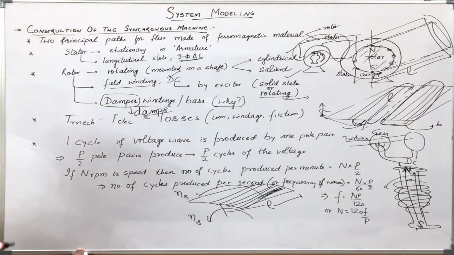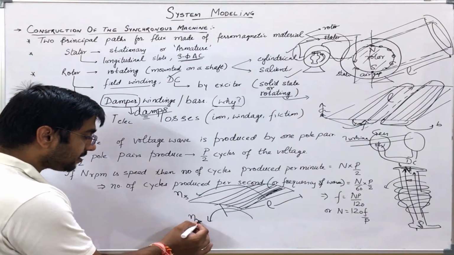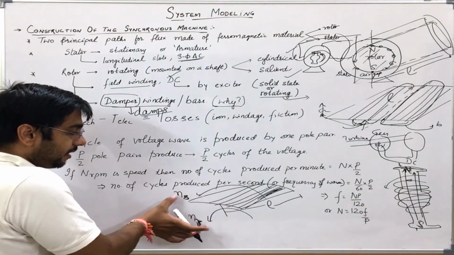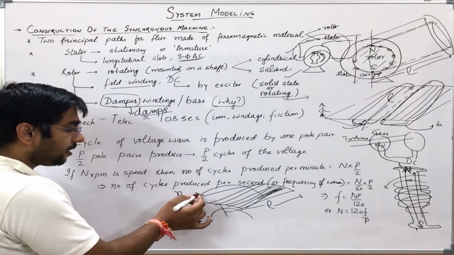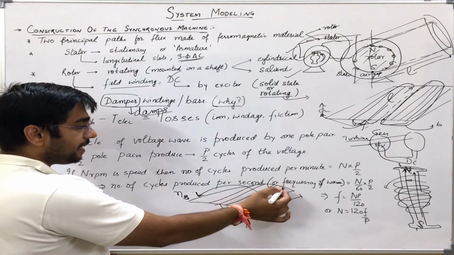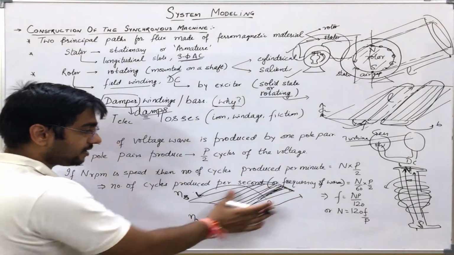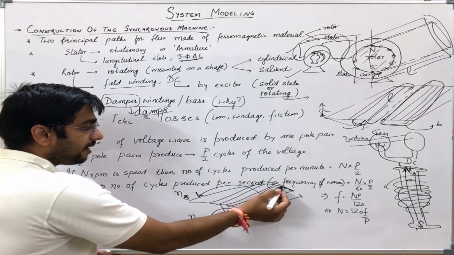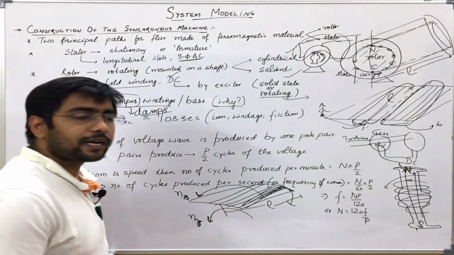But whenever there is some transient, then there will be some difference between the speeds. Let us say this is NR and this is NS. Because of that relative motion between these two magnetic fields, this field will move at some speed and this rotor at some other speed, so there will be some induction of EMF. And since these bars are short circuited, there will be a flow of current in these bars, like in a squirrel cage induction motor.